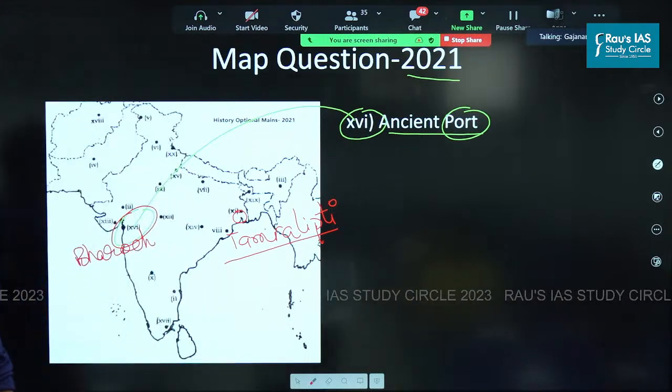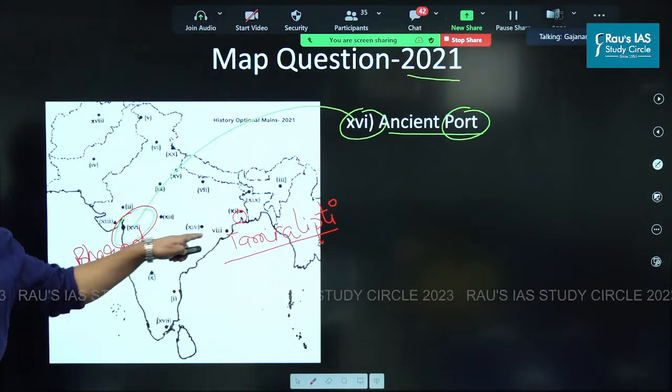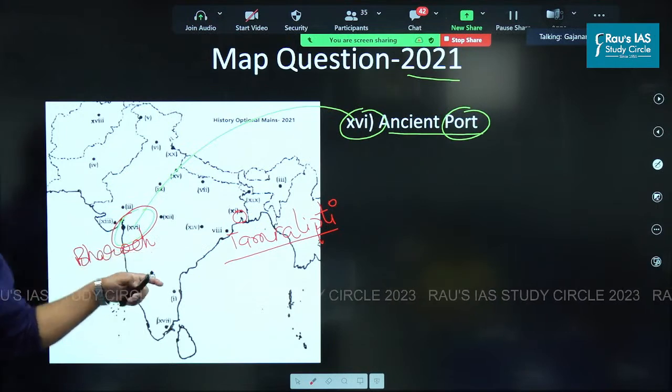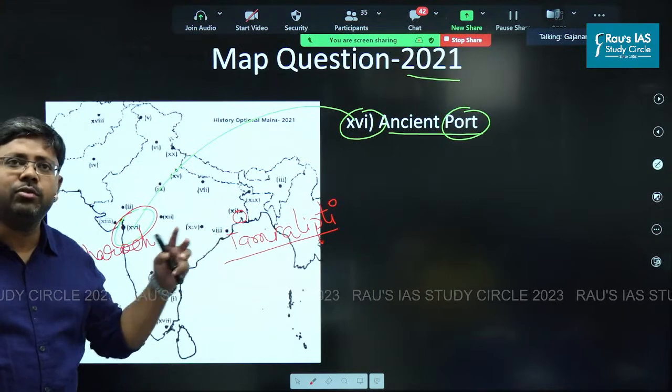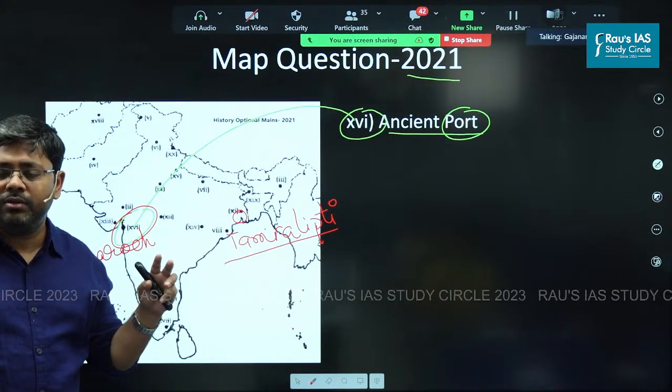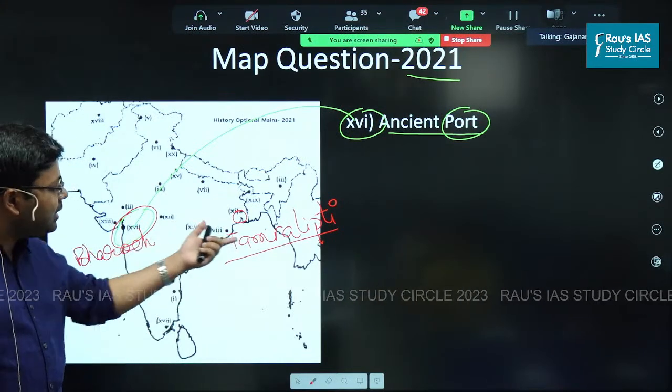In the Bengal region, the entire trade in the north would mainly be traveling through two main ports. One was Bharuch, one was Tamralipti. दो ही सबसे important port थे. In north, Bharuch and Tamralipti.